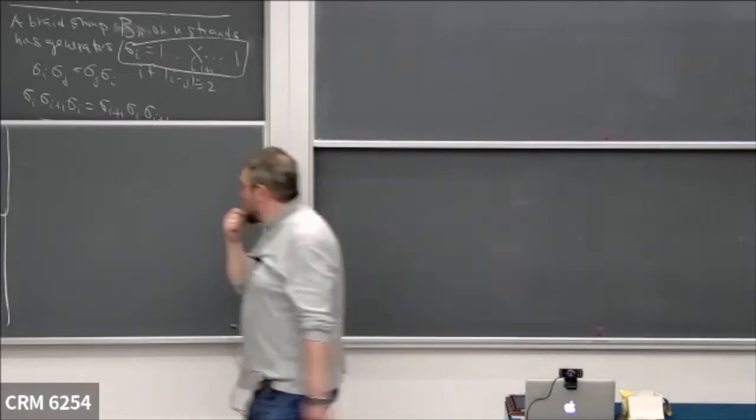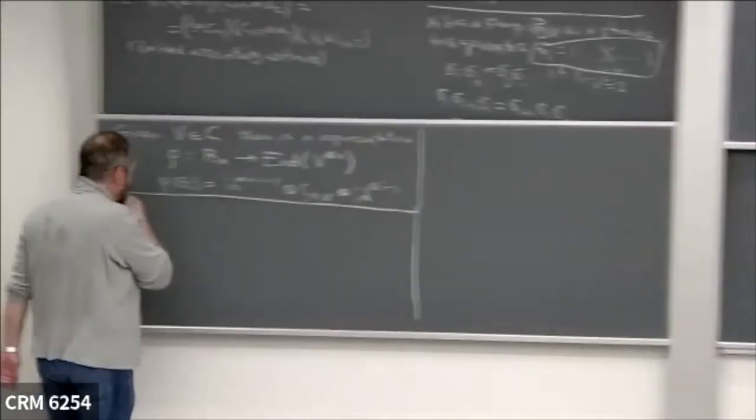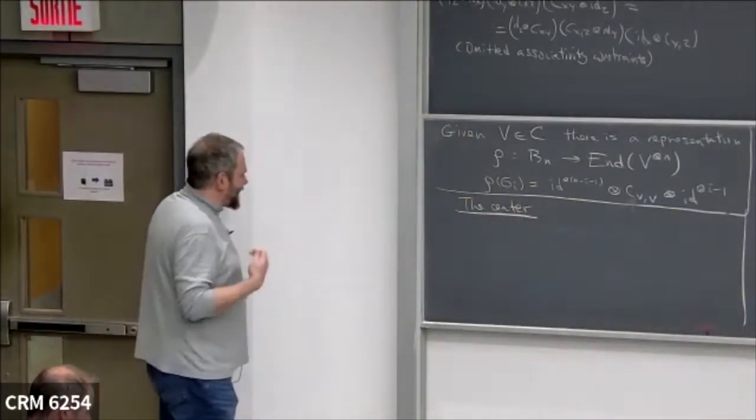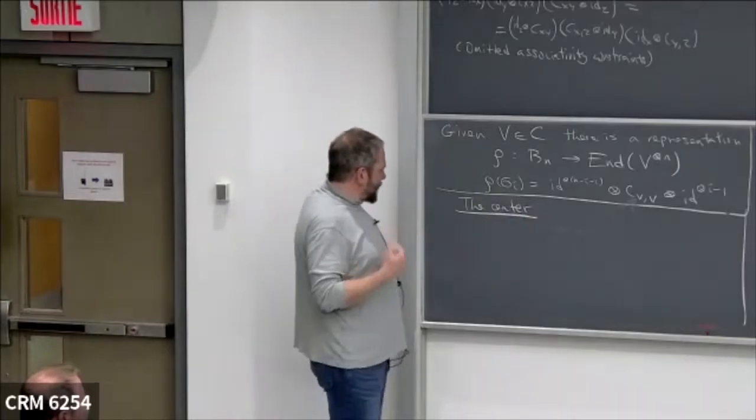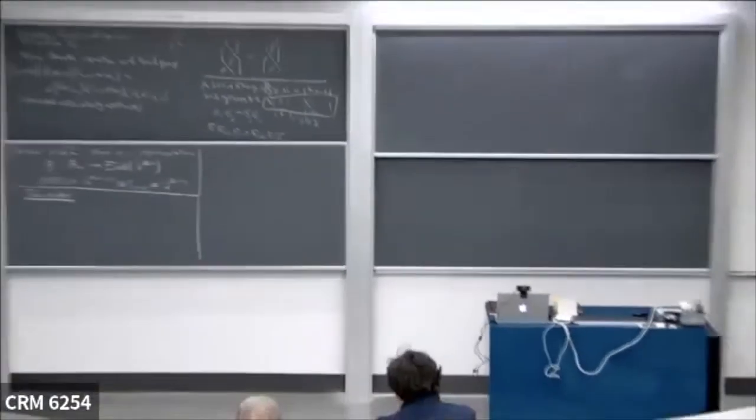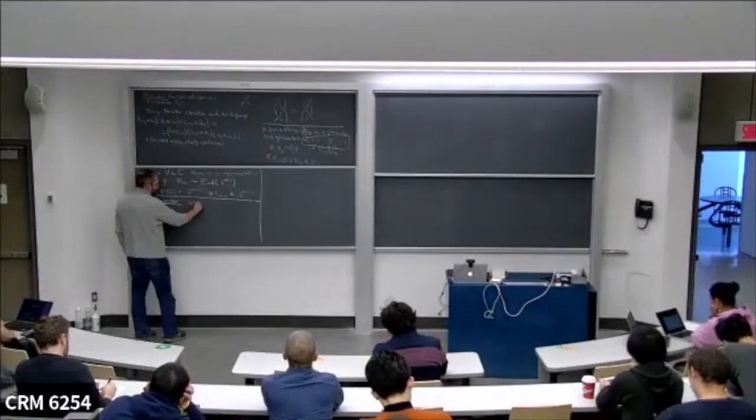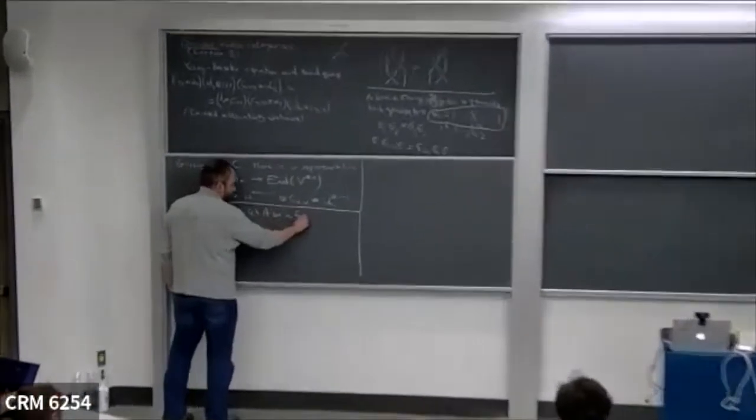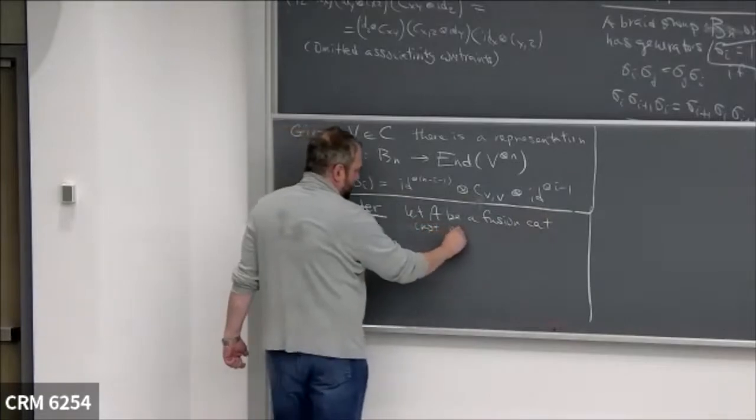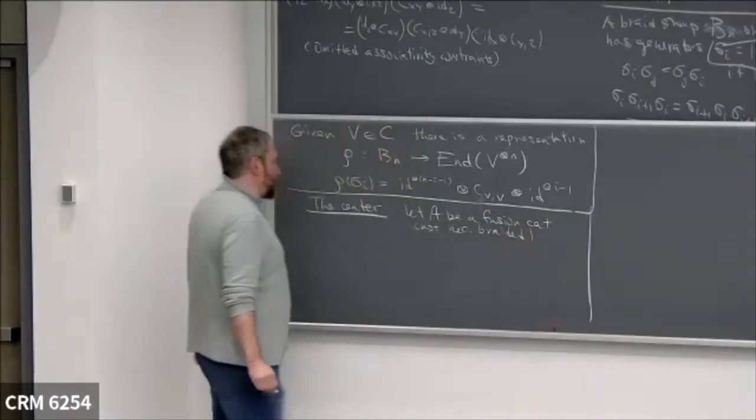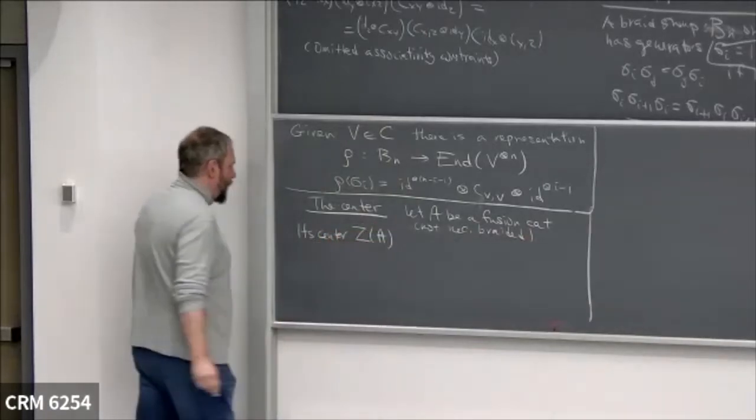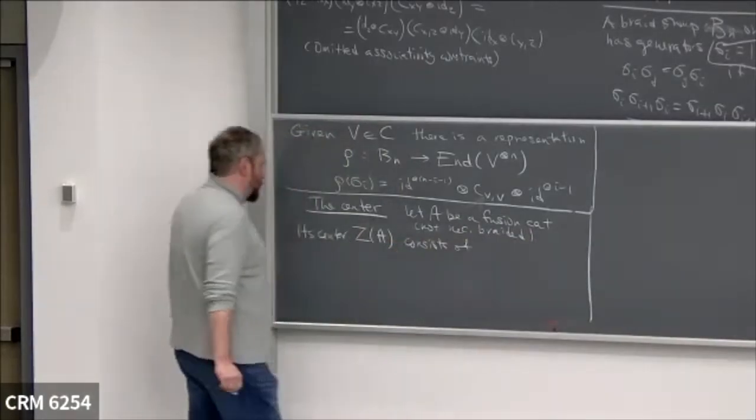So now examples of braided tensor categories. There is one general construction called the center, or the Drinfeld center, that allows us to construct a braided tensor category starting from an ordinary fusion category. So let A be a fusion category, not necessarily braided. Then its center, denoted Z(A), consists of the following objects.